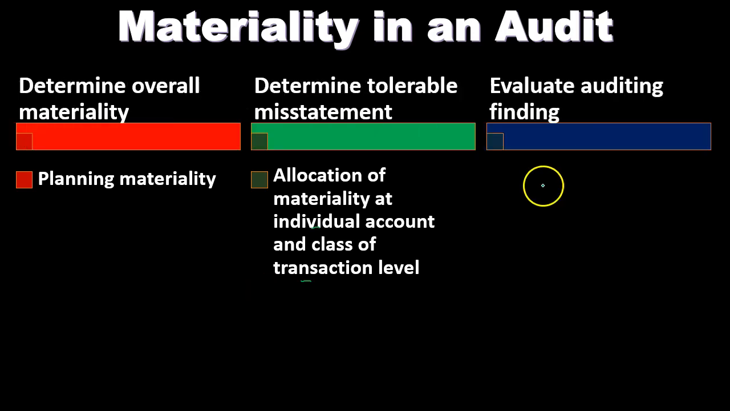Then we can evaluate the auditing findings, and that happens near the end of the audit process. So we're going to say, hey, what's the overall materiality level? Then we're going to determine the tolerable misstatements, and we're going to do that on the individual account type levels. We're going to go through the audit. Then we're going to evaluate. We're going to take these tolerable misstatement levels and take the results of our audit, evaluate the audit findings. That's going to happen towards the end of the audit, where we're going to take what we found within the audit, compare it to what the determined overall materiality level is.